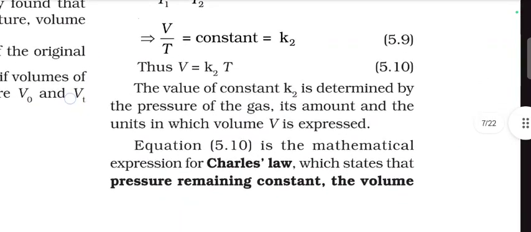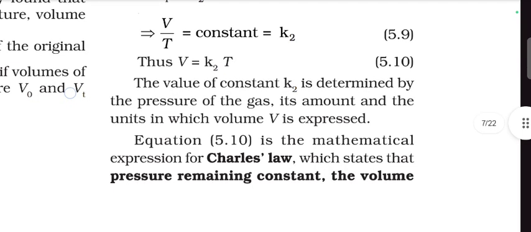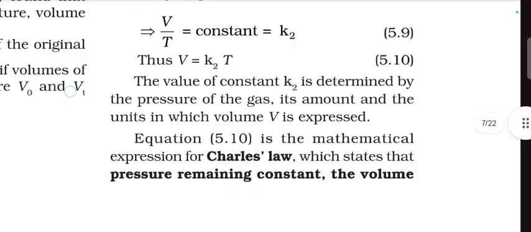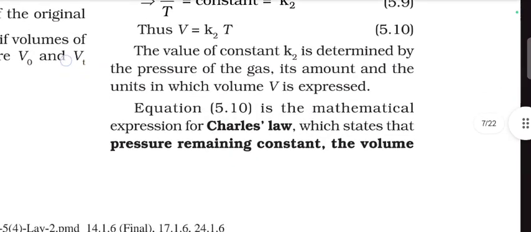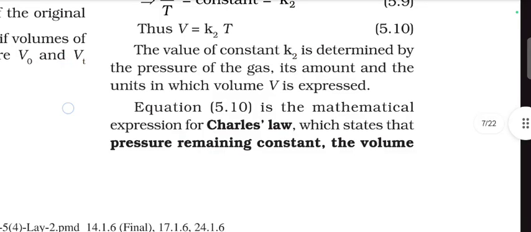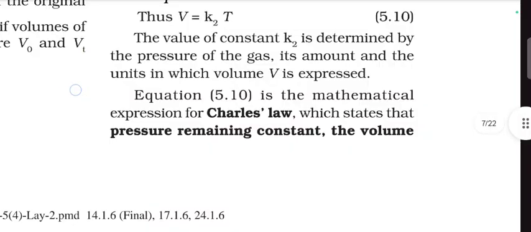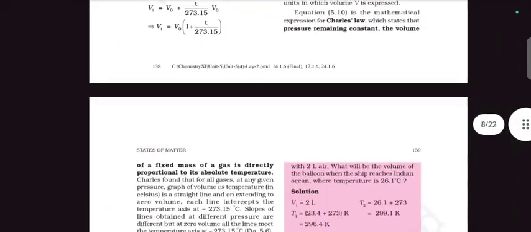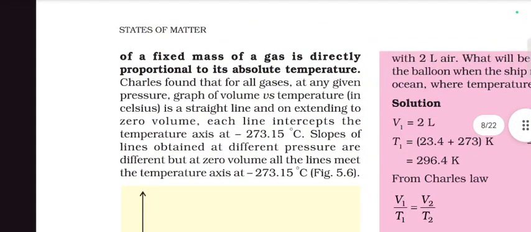The value of constant k2 is determined by the pressure of the gas, its amount, and the units in which volume V is expressed. Equation 5.10 is the mathematical expression for Charles' law, which states that pressure remaining constant, the volume of a fixed mass of a gas is directly proportional to its absolute temperature.